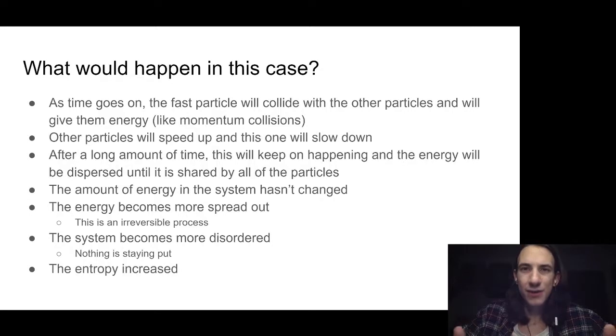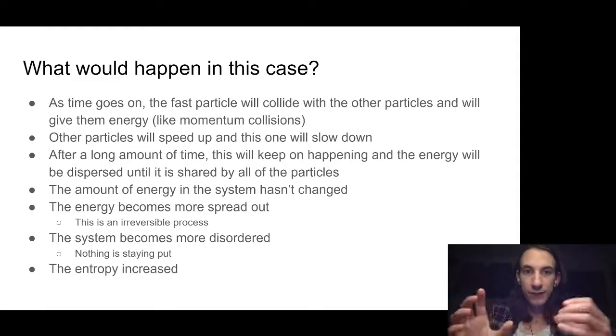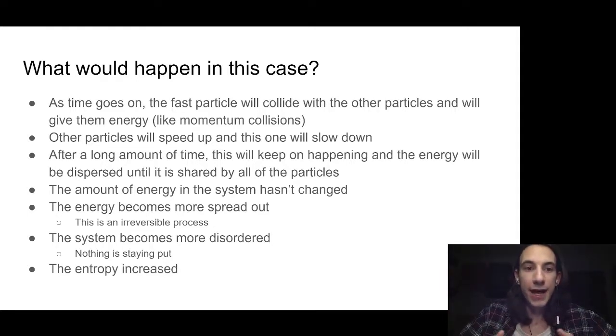So it's like what we talked about when we did momentum before. We're going to have these collisions, and this particle will collide with other particles, and it'll give them energy. And other particles will then speed up, and this one that we have, the moving one, it'll slow down. After a long amount of time, this is going to keep on happening. The energy will be dispersed until it's shared by all of the particles. So we'll have these particles speeding up, colliding with each other, crashing with each other, and giving energy to each other. One starts out with all the energy, and then it kind of gets redistributed.